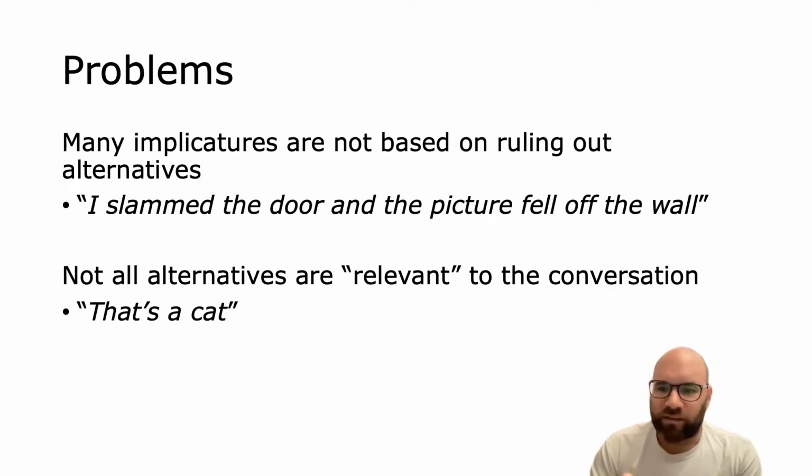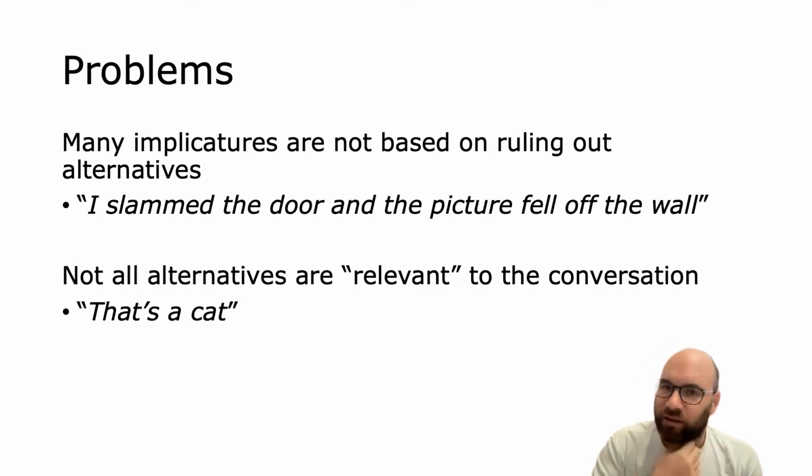But if I say I slammed the door and the picture fell off the wall, people usually will think that I mean I slammed the door and then the picture fell off the wall. So people will think that I mean the alternative. So for some reason, alternatives work differently in that kind of implicature than they do in the scalar implicature.